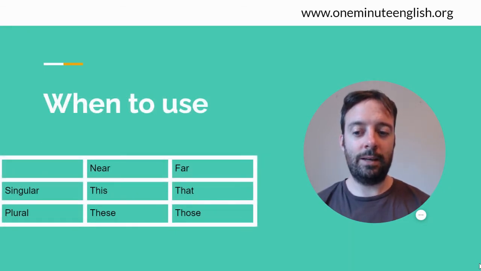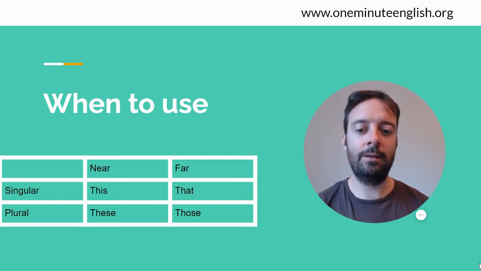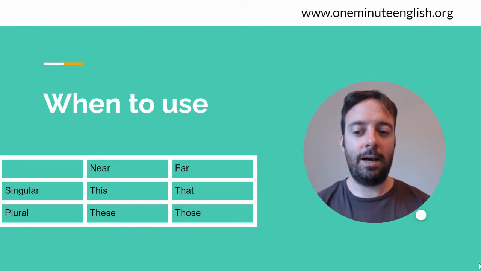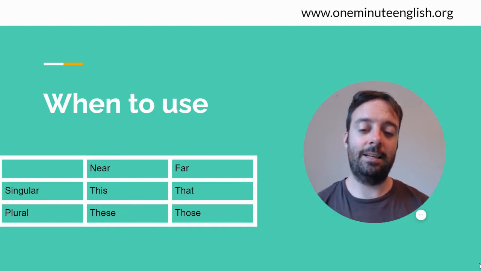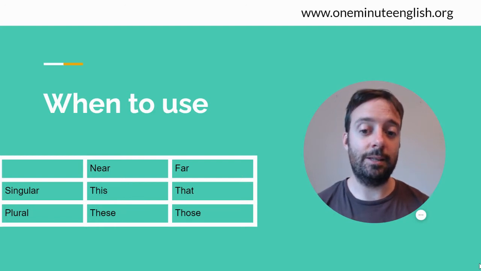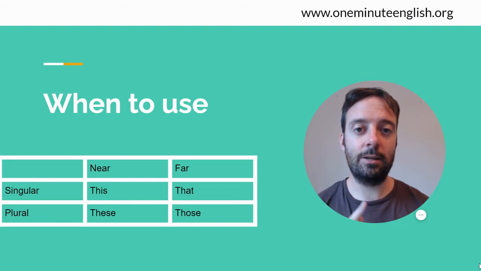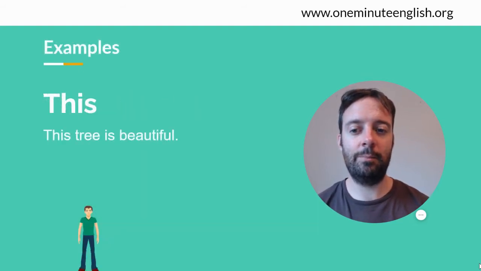So when a noun is singular, then we use this when it's something near, and when something far, then we use that. And when the noun is plural, then we use these, and if the noun is plural and far, then we use those. Let's look at some examples that will help.